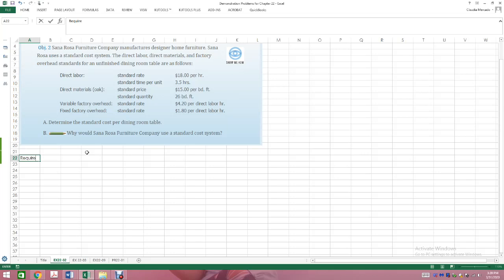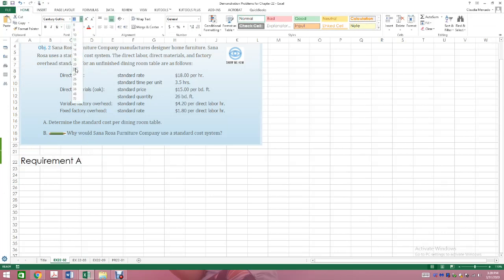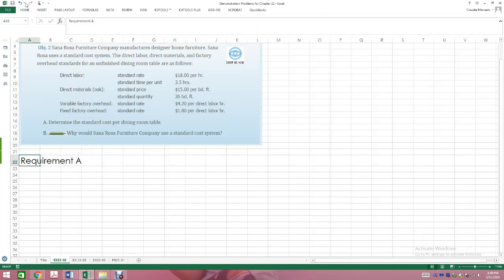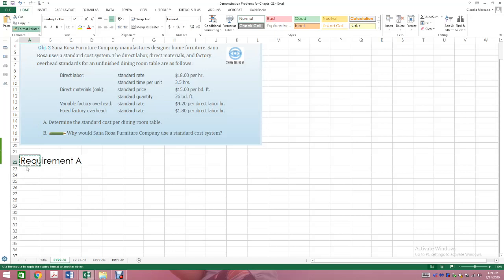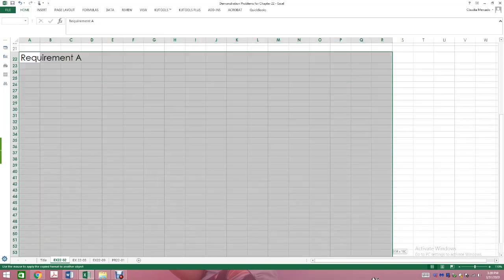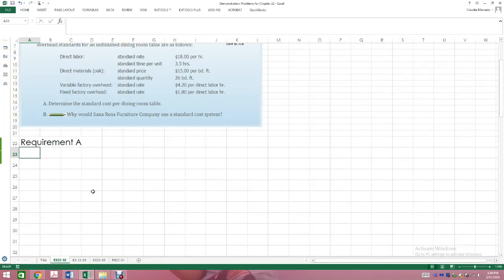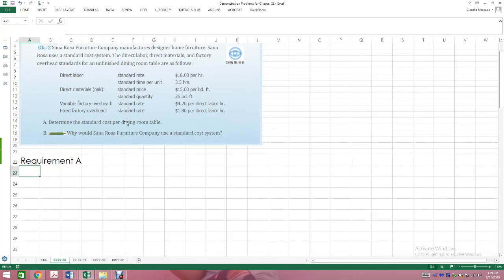The first thing that we need to do, this is requirement A. Let me see if I can make these a little bit bigger. I'm just going to make everything bigger. That way we get to see it a little bit better. So requirement A, they're asking us to find the standard cost per dining room table. Now this includes my labor, my materials, my variable, and my fixed overhead.